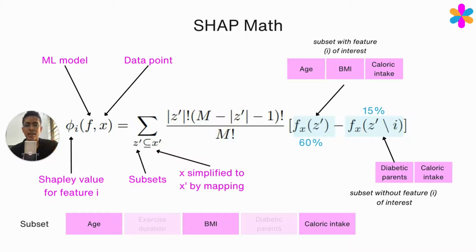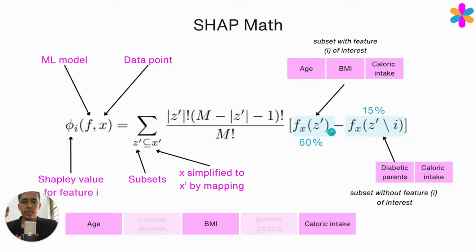So what does this say? This essentially says that age makes such a difference. If age is considered as the feature, then the probability of the person having diabetes increases from 15% to 60%. So the difference between these two numbers, 60% and 15%, is the influence that the feature of age is having in this particular subset. I hope that is clear to you.